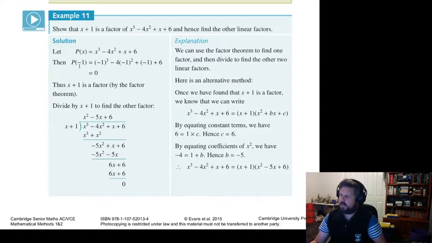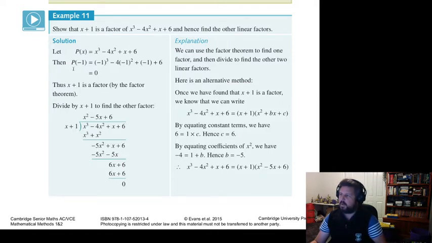So substituting in -1 into where x is here and evaluating it, surprisingly, it comes out to being equal to 0. So this does mean that x plus 1 is a factor, because when we substituted in -1, using the factor theorem, it came out to being equal to 0.